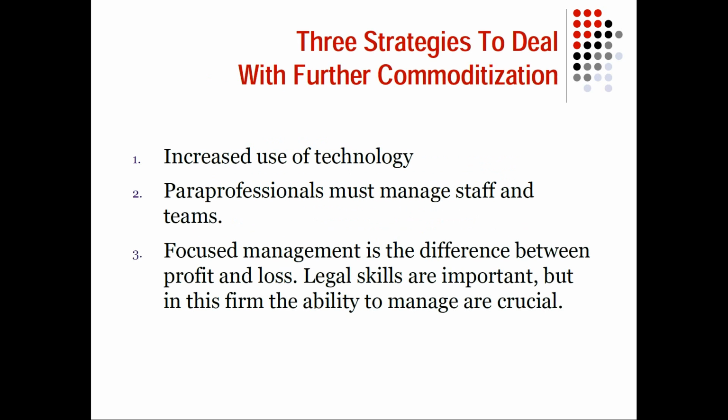The first is, number one, this firm has to have a tremendous understanding of how to use technology efficiently and effectively in the practice. This may be a complete paperless firm. They may have the use of technology down to an art form. They may even have an IT team on staff versus outside, because this firm's key to profitability will be their efficiency. Number two is paraprofessionals are running the show. We can't afford lawyers as managers. We can't afford lawyers in key roles. This is going to be driven ultimately by paraprofessionals. And then focused management becomes a difference between profit and loss.